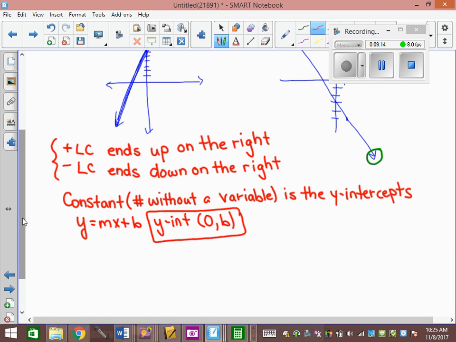Now, for linear functions, it goes on forever and ever this way or this way, correct? So what can you tell me about the x values then? Are there any x values that don't exist? If it keeps going on forever, it's infinite. So my domain for linear is x ∈ ℝ. x is an element of the reals. Okay?